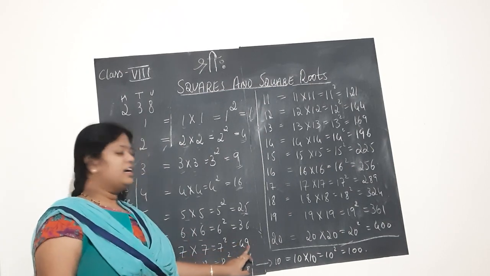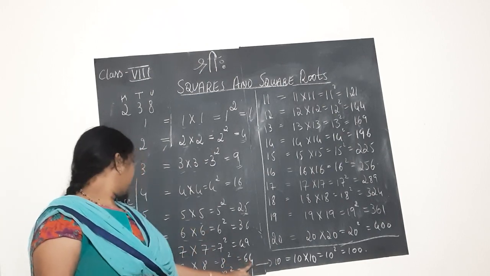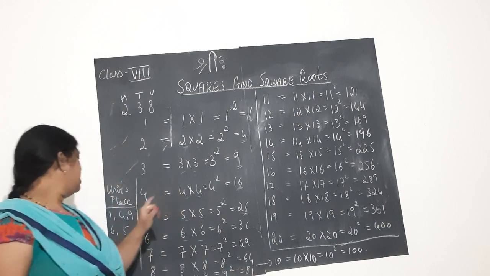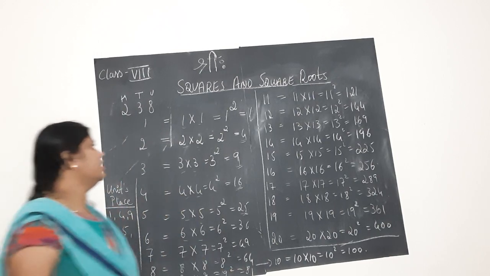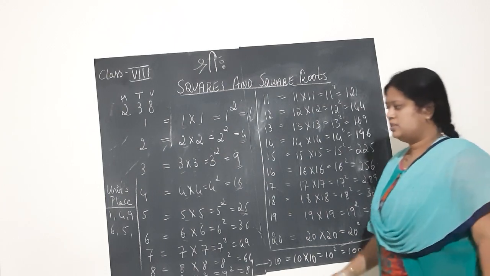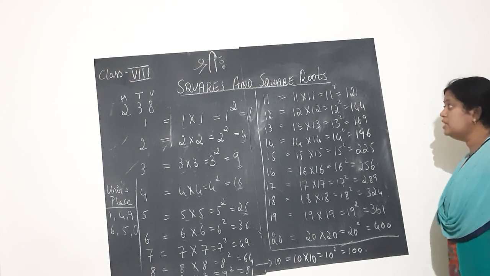Next is 49. 9 in the units place. I have already written it. 64, 4 is in the units place. Already 4 I have written. 81, 1 is in the units place. 1 I have already written. I will come to 100 square, 0 is in the units place. I have not included it, so 0 I will add to the units place list.